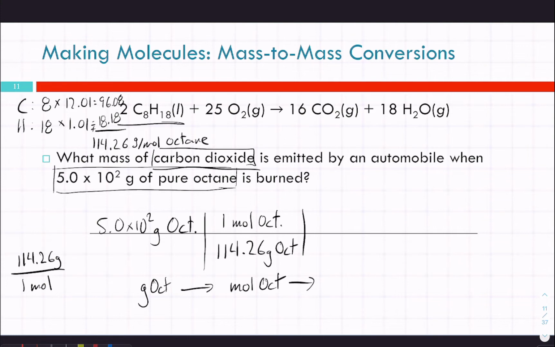So what should our next step be? If our ultimate goal is to get grams of carbon dioxide. Moles of carbon dioxide, yes. So we get the moles of carbon dioxide from our ratio in the balanced chemical equation. So what is our ratio between octane, which again is this one on the left, and carbon dioxide? It's the coefficients. Yep. For every 2 octane, we can get 16 moles of CO2.